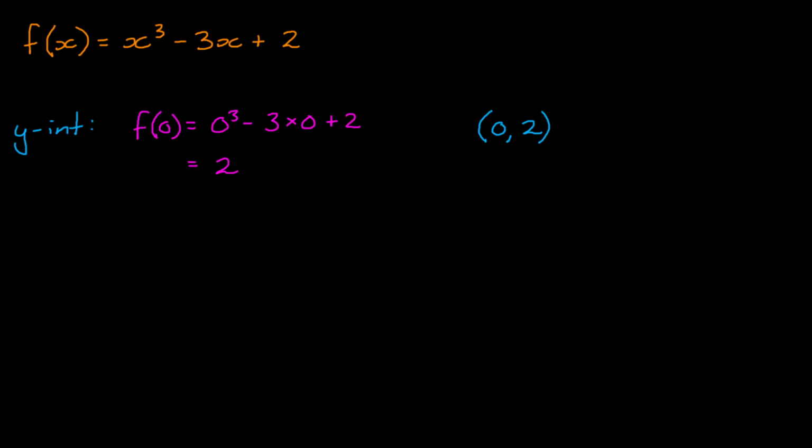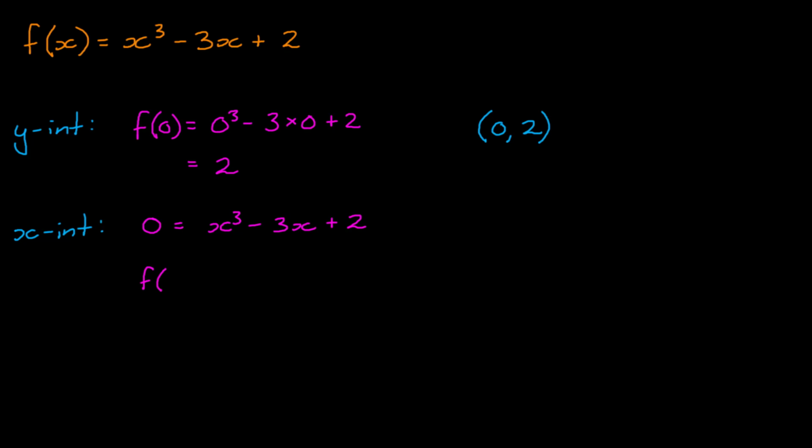We can then look at x-intercepts, and they're a little bit harder. We find those by setting the function equal to 0, x cubed minus 3x plus 2. Now, because we're dealing with a cubic, the best way to approach is sometimes to just try different values. And we know that if we test a value in our function and it comes out equal to 0, that we've found one of the x-intercepts.